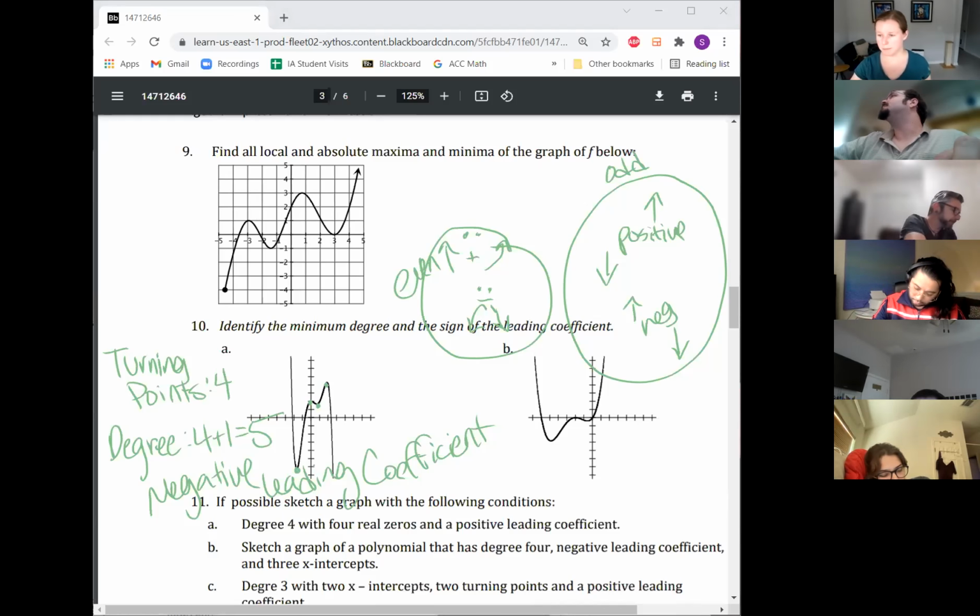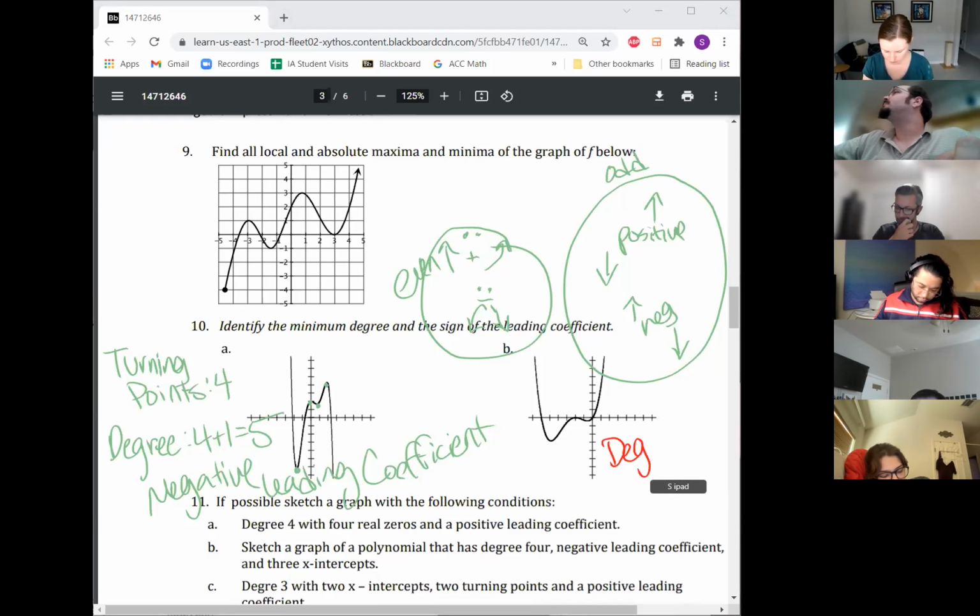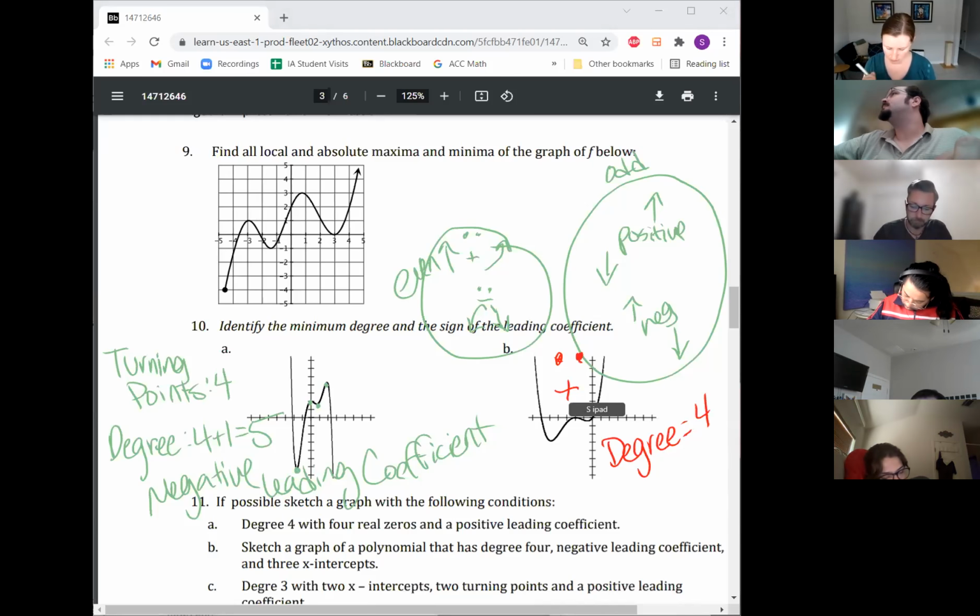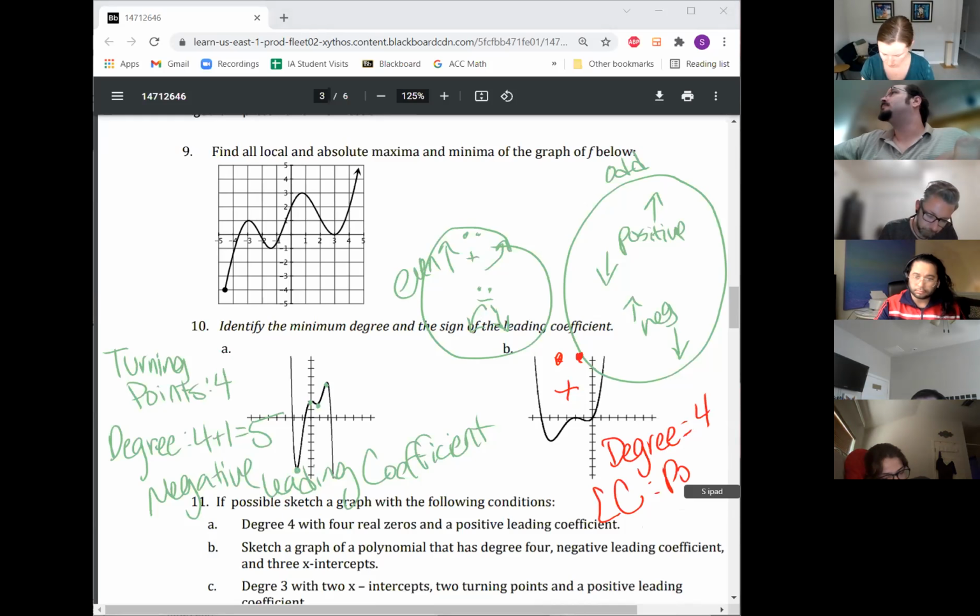All right, B, Joshua, you're at B. Is it a minimum degree of 4? And then the sign is positive. Yep, because it's the happy face, right? Here's my little eyes and the plus for the nose, happy face. So the leading coefficient is positive. I don't want to write it all out. You can write it. Leading coefficient is positive.